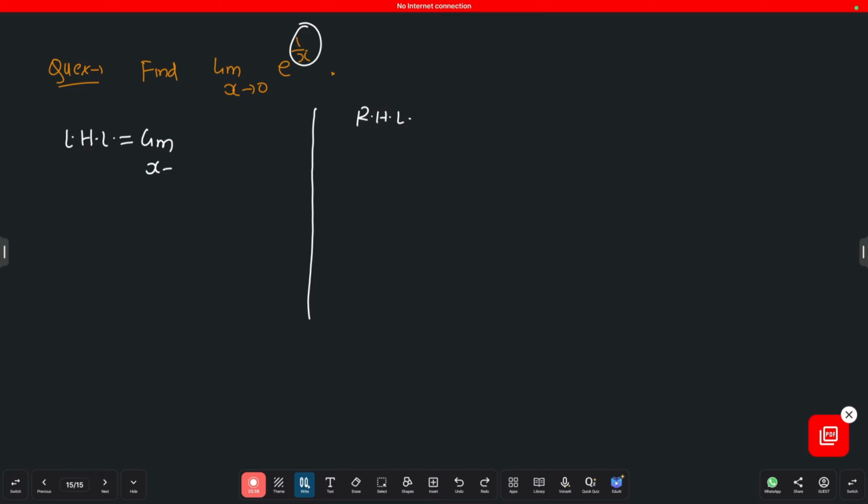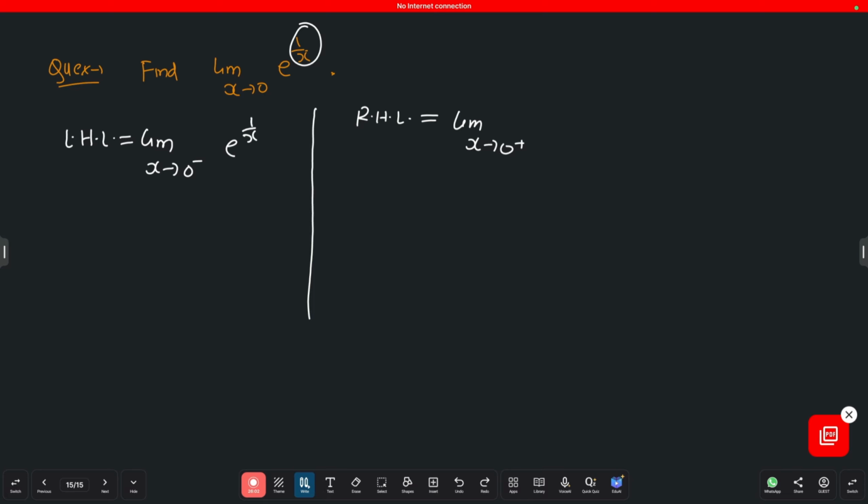So L.H.L means limit x tending to 0 minus of f(x). R.H.L means limit x tending to 0 plus of f(x), and f(x) is what? E power 1 by x. So I can directly write e power 1 by x.